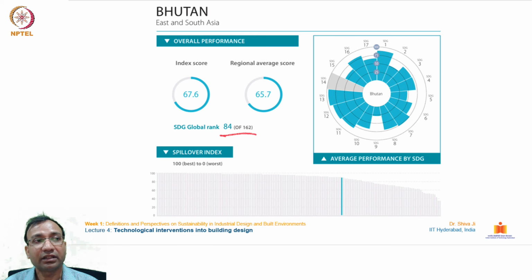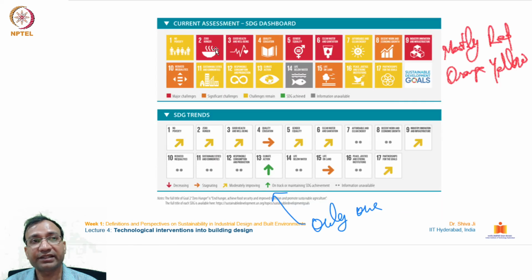In the next slide, it talks about the current assessment of Bhutan as a country on this SDG dashboard. So we can see the SDG trends. First of all, let me give you a hint about the legends. The red arrow pointing downward talks about whether the efforts are decreasing. So there is very little effort, or rather the effort is in the minus. The orange lateral arrow pointing forward says about stagnation. The effort is neither increasing nor decreasing.